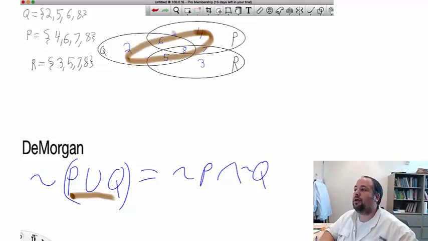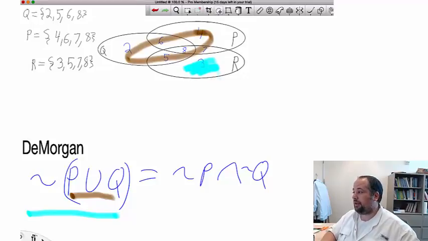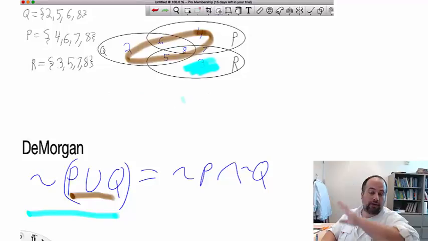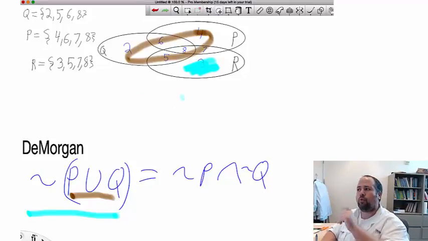P union Q are these values right here. Then what is not (P union Q)? Well, that's everything else. From our sets, what we're looking at is just 3. You should remember that in truth we're talking about the universal set, so everything outside of this is included. But to make things simpler, we're just going to focus on the sets that we're looking at. So we're looking at 3. That is what this defines.